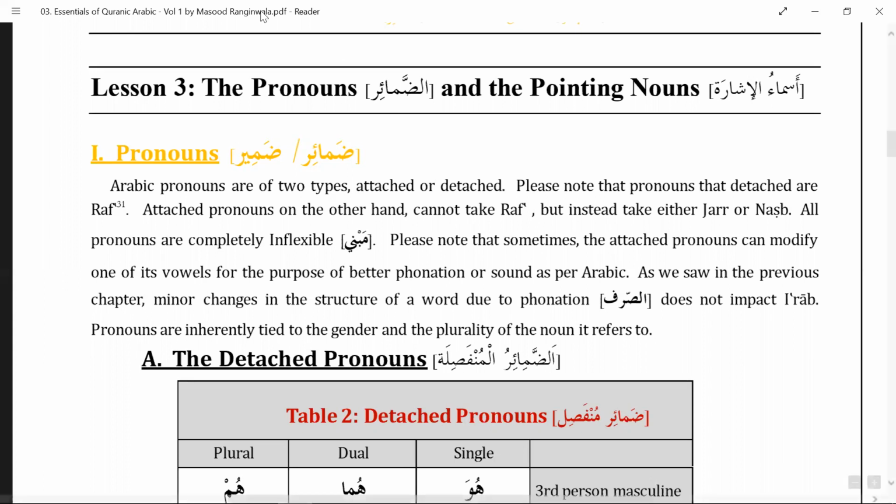In Arabic, we have two types of pronouns, which is attached and detached. We will see what these are, and even meaning wise they are different, and even written wise they are different.